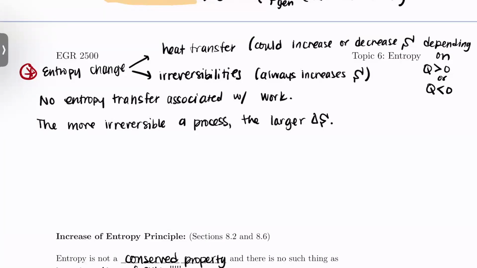So because we can use the change in entropy as a measure of the irreversibility of the process, that means we can also use the change in entropy to assess the irreversibilities in an engineering system. So we can use delta S as a measure of system performance.